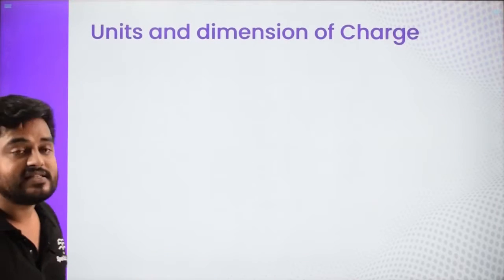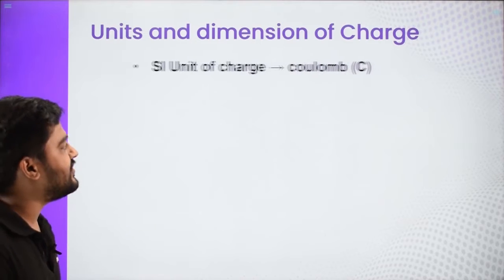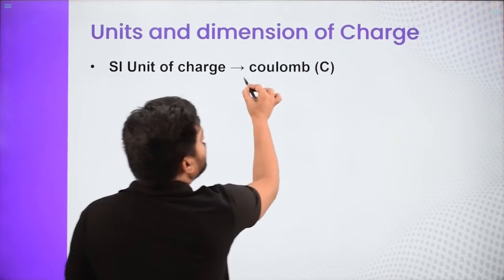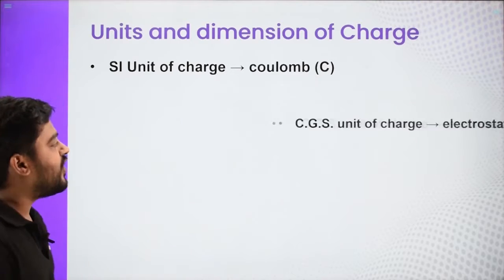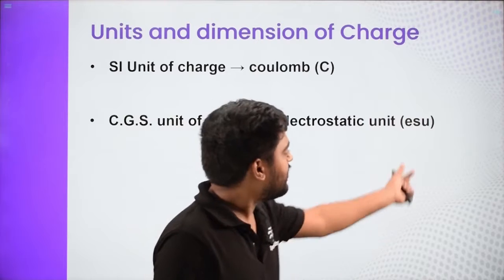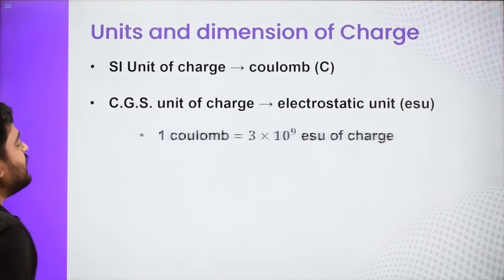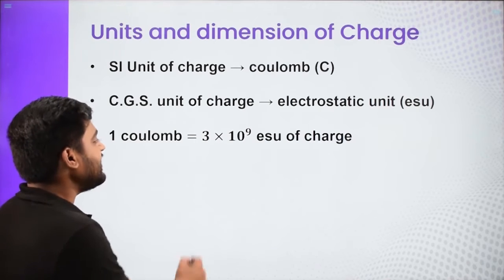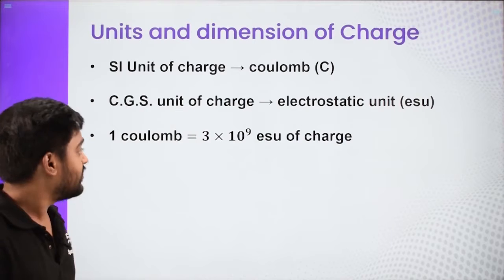Now let us discuss the unit and dimensions of charge. The SI unit of charge is coulomb, represented by capital C. The CGS unit is electrostatic unit, or ESU in short. If we want to relate these two, then 1 coulomb is equal to 3 into 10 raised to power 9 ESU of charge.